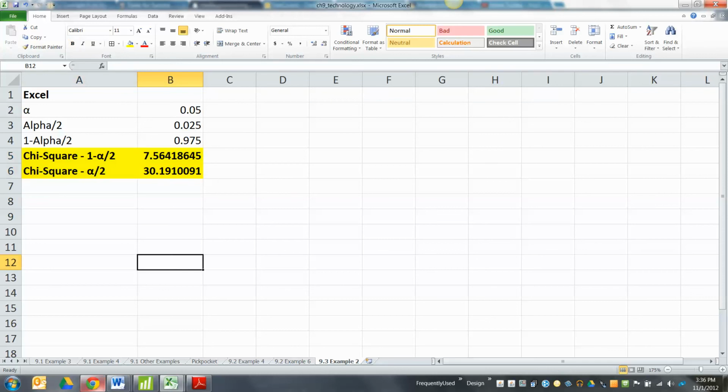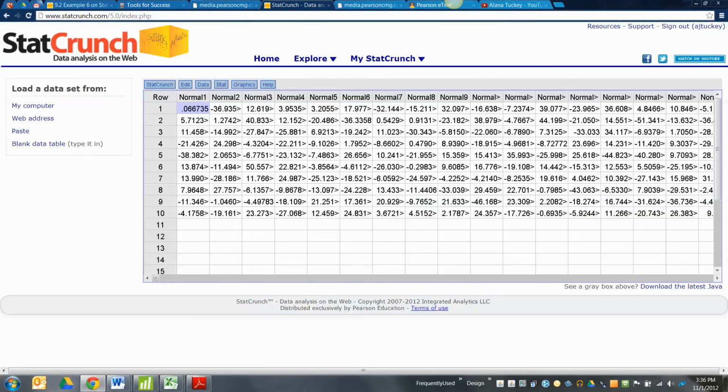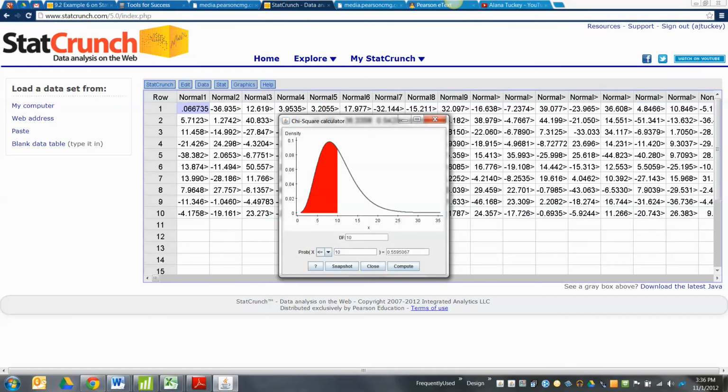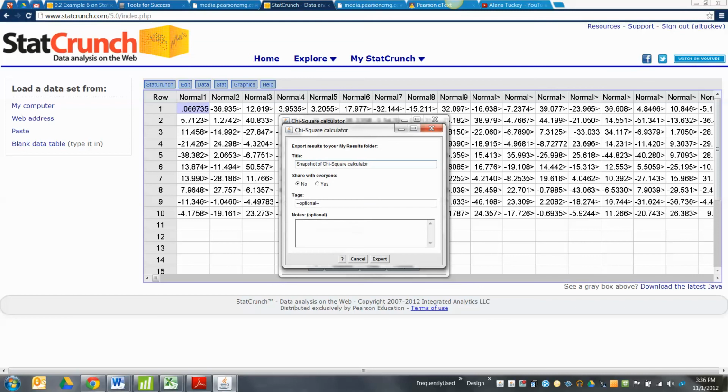Now, what about StatCrunch? Can StatCrunch find them as well? Let's see. I go to Stat, Calculators, Chi-Square. See right there? It's going to ask what you want, and I'll do a right-tailed one. My degrees of freedom was 17, and I enter 0.025. Compute. There it is, 30.191. Thing of beauty. I'm going to take a picture of it.